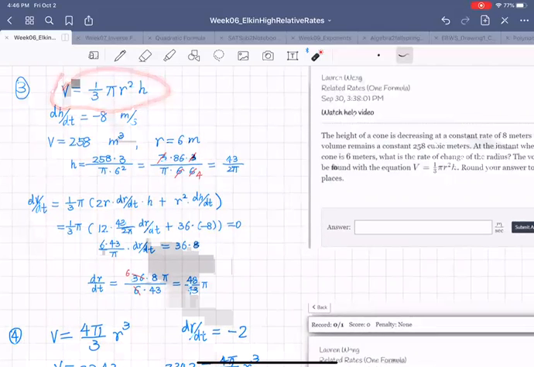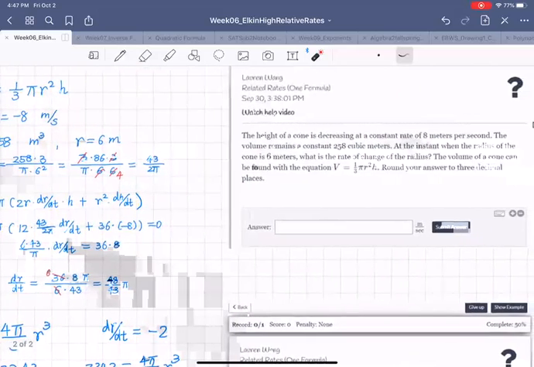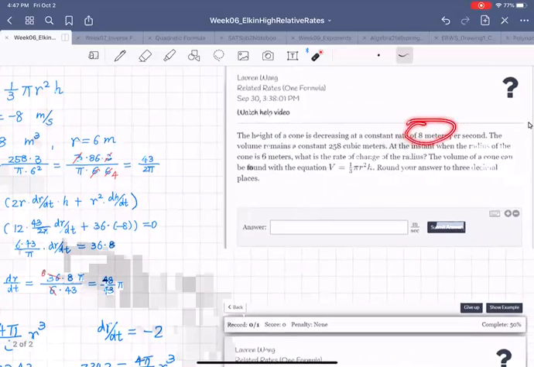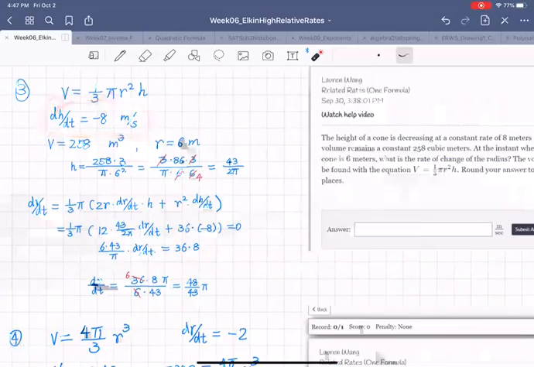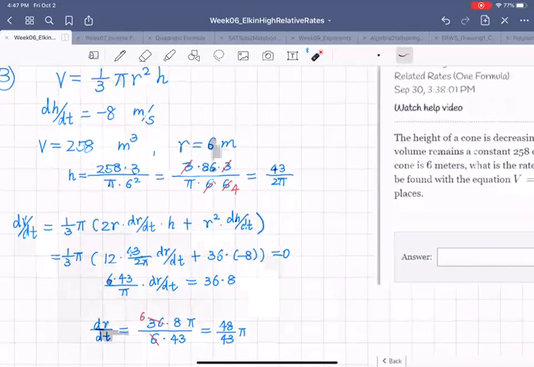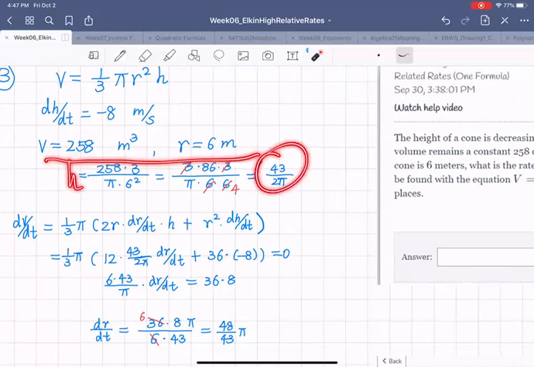V equals 1/3 times pi r squared times h. Okay. And they told you the dh over dt, your height is decreasing at -8. Okay. At this moment, your volume is 258. Yeah, I wrote that down. And your radius is 6. Yep. Now, based on this, you want to calculate your h. Did you get your h value?